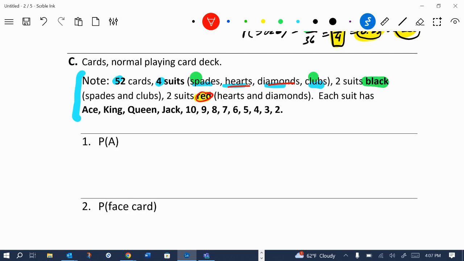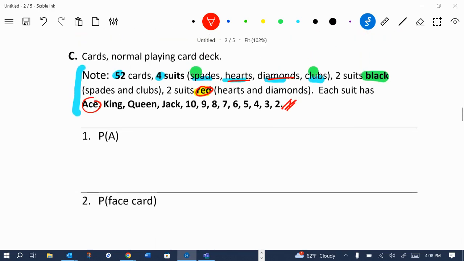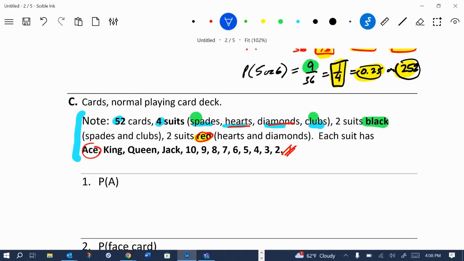And each suit has this. Sometimes the ace goes at the end as a 1, so just be aware of that. One of the problems will actually show that. So let's find the probability of finding an ace. Well, there are 52 cards in there, and there is an ace in each one of the suits. So that means there are 4 of them.